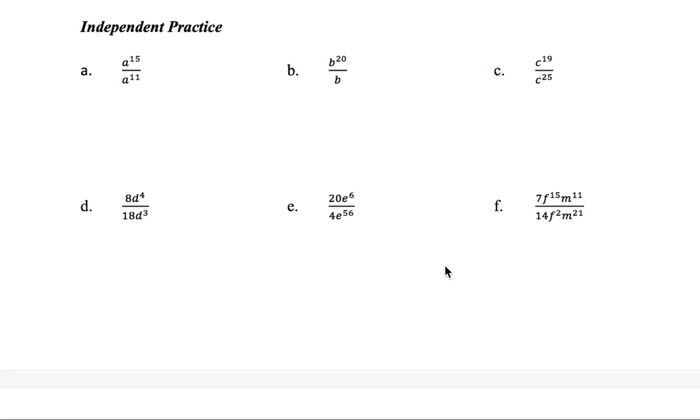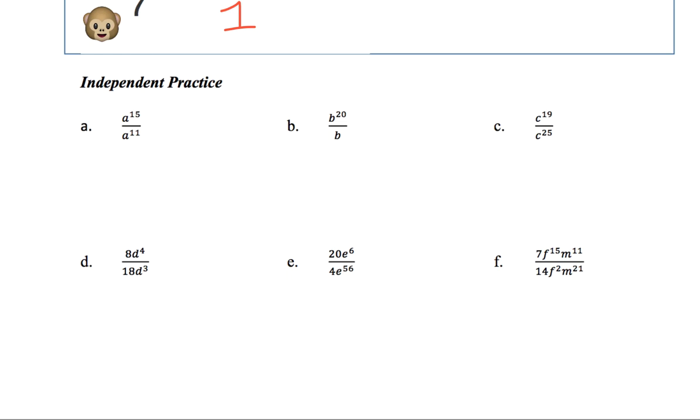All right, let's take a look at a couple examples. Let's look at letter D. We have 8 and 18, so we're going to simplify those as we just simplify a normal fraction. 8/18 simplifies to 4/9. We can divide them both by 2. Now we have the dinosaur battle. And we have 4 minus 3 is 1.